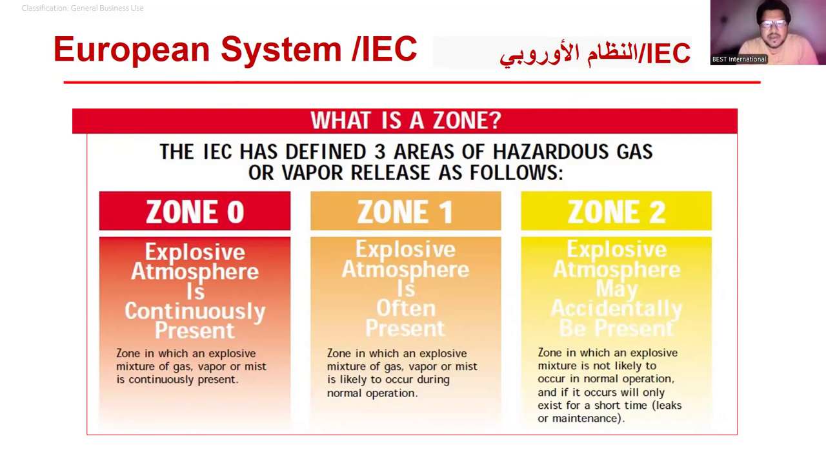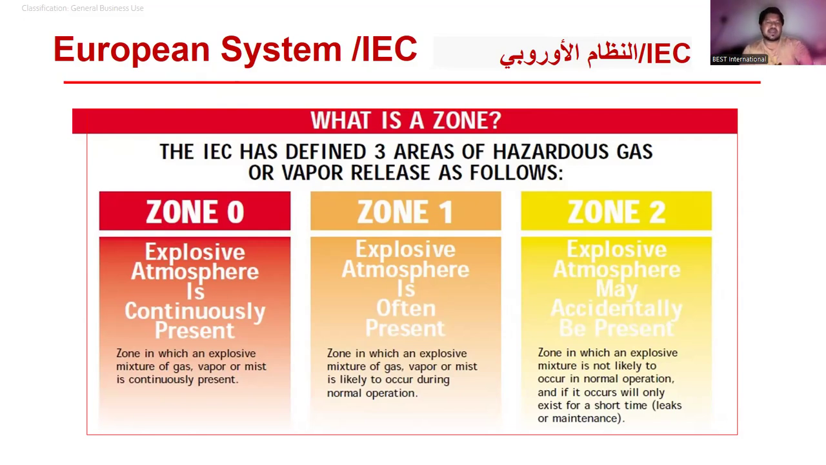And zone 1 is all about an explosive atmosphere which is present but often, like a zone in which an explosive mixture of gas, vapors or mist is likely to occur during normal operation. Same way zone 2, an explosive atmosphere may accidentally be present, which means not continuous, not often, only may. So, in other words, accidentally present. A zone in which an explosive mixture is not likely to occur in normal operation, and if it does occur, will only exist for a short time, maybe less than 10 hours or less than 1000 hours.